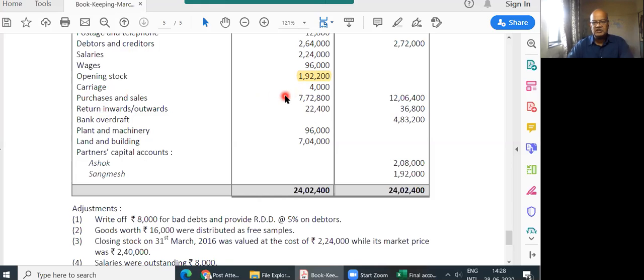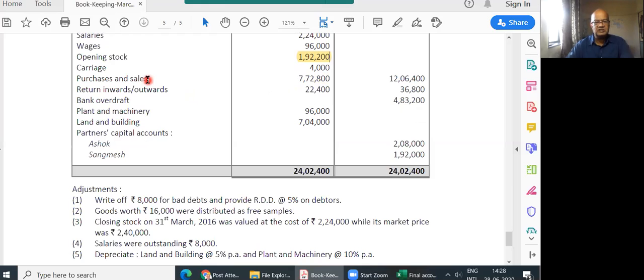Purchases, direct expenditure, debit side of trading account. Sales, direct income, credit side of trading account. Return inward is sales return, and return outward is purchase return. Purchases have a debit balance, so purchases return will have a credit balance, and sales have a credit balance, so sales return will have a debit balance. From sales, you will minus sales return. From purchases, you will minus purchases return.